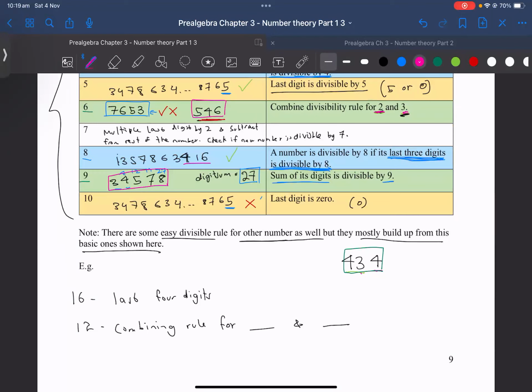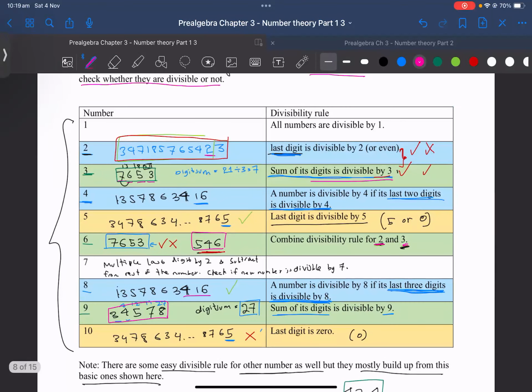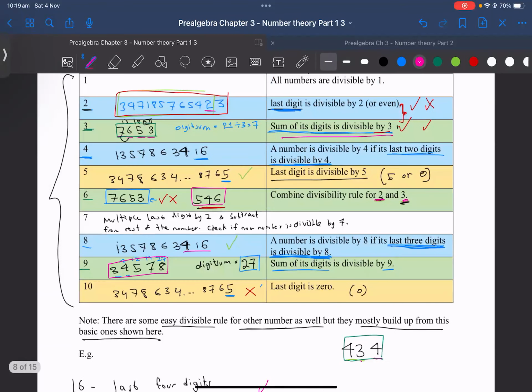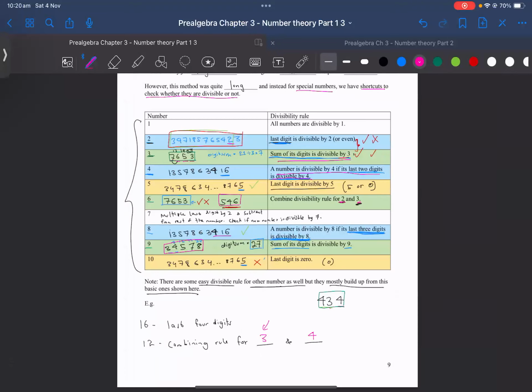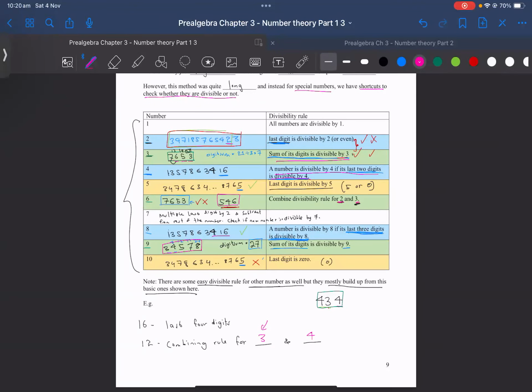You combine the rule for 3 and 4. You check if this is divisible by 3 by doing the digit sum, like this. But then you also check if it's divisible by 4 by checking the last 2 digits. Then you can see if it's divisible by 12 or not. The other ones you can form by combining the ones before.